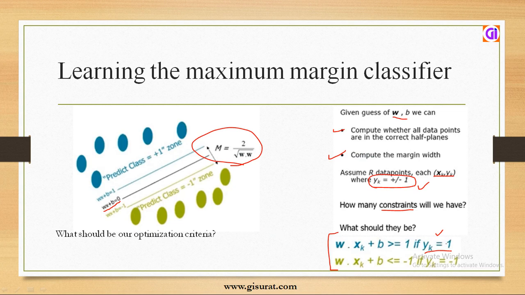But what is my requirement? If the value of yk is 1, that means my equation will be wxk plus b greater than equals to 1. And if the value of yk is -1, then the equation will be wxk plus b less than equals to -1. Okay, why I'm talking about +1 and -1?